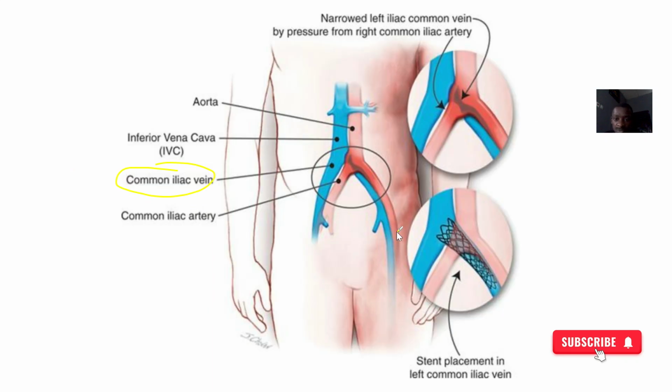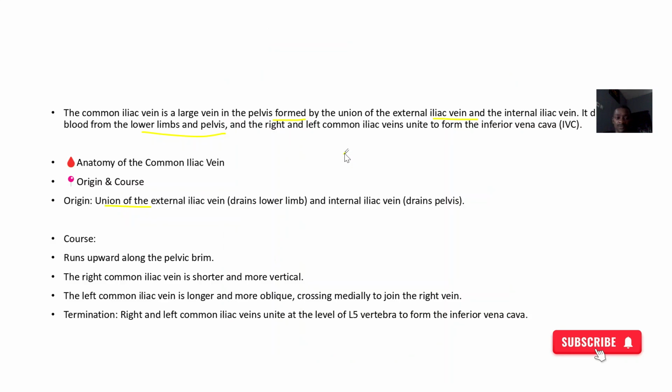Okay, so the external and the internal are coming together, and when they come together they form a common trunk, which is now known as the common iliac vein. So it runs upward along the pelvic brim. The right common iliac vein is shorter and more vertical, while the left common iliac vein is longer and more oblique. Termination: the right and left will now join.